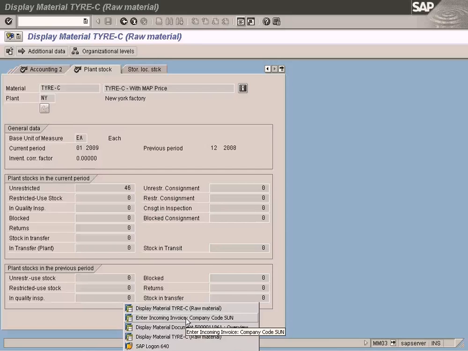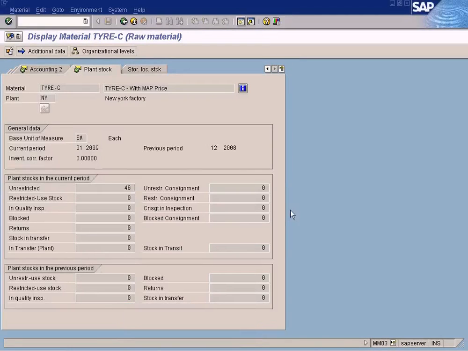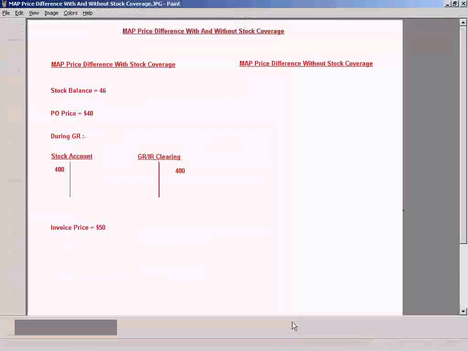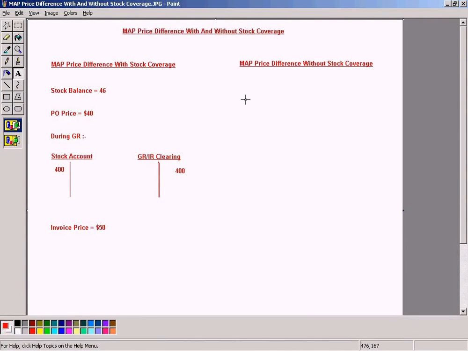This is the reason why we need to check whether there is a stock coverage or not. Don't worry too much about this. These are just accounting principles. Just follow the rules.